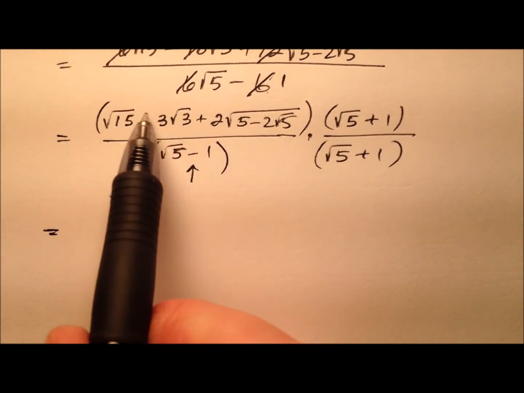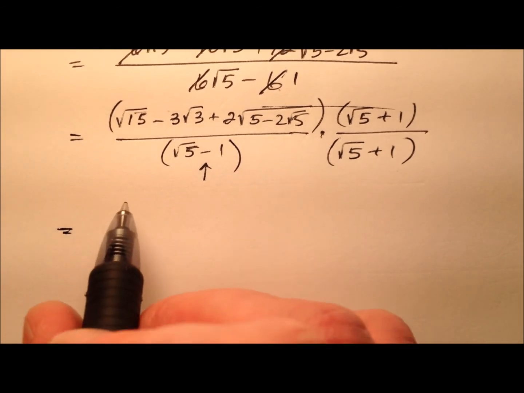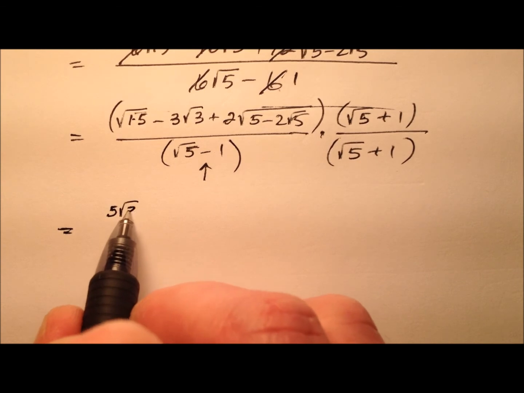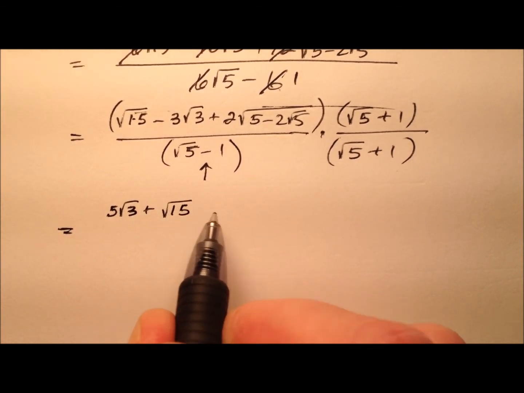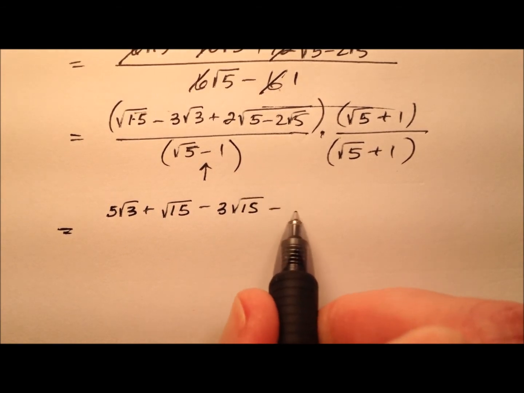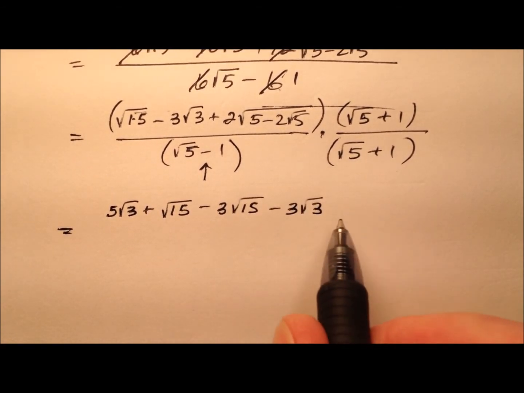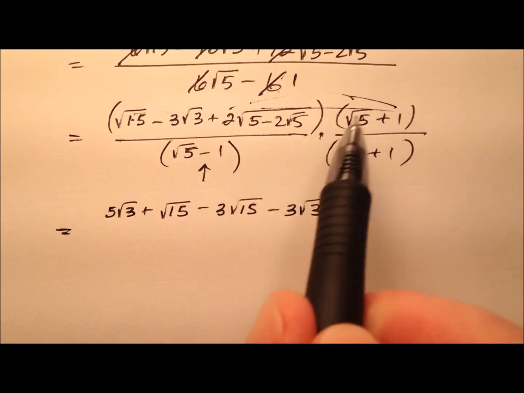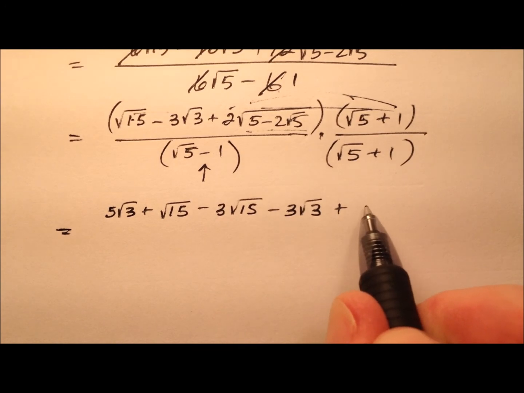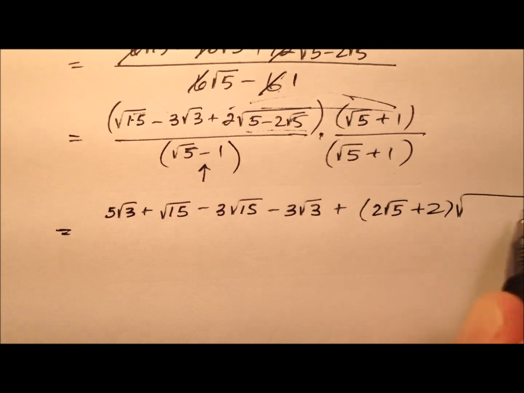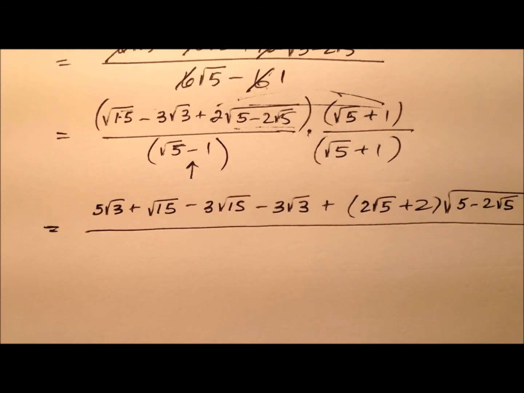Okay, so let's do all the multiplication here. Square root of 15 times the square root of 5 will be 5 radical 3, plus the square root of 15 minus 3 radical 15 minus 3 radical 3. And then I'm going to do something here. I'm going to go ahead and distribute the 2 through here, but leave this separate. So this is what it's going to look like: 2 radical 5 plus 2, and then times that radical expression. And I'll show you why we're going to do that in a moment.